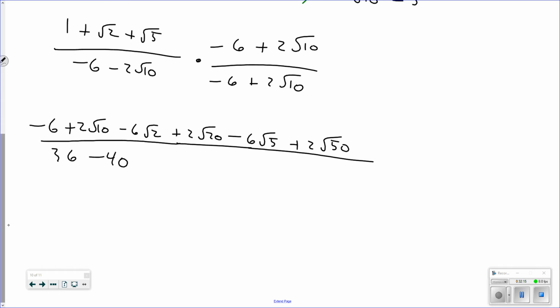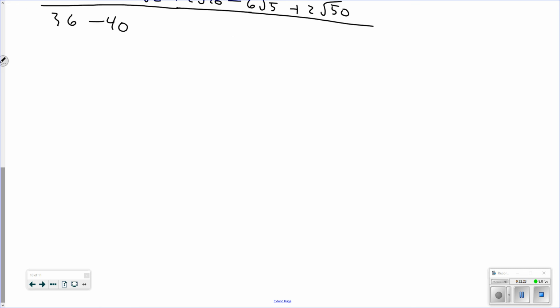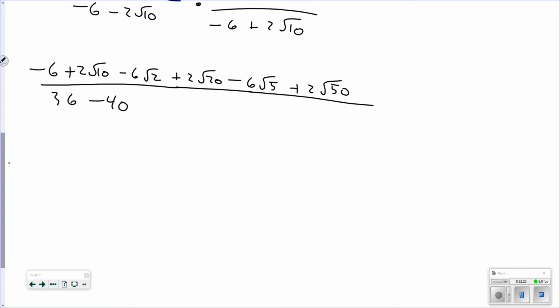Is everyone with me? Are we good? So that 2 root 50, what was it we wrote actually? So I'm going to reduce this down: negative 6 at 2 root 10 minus 6 root 2. Square root of 20 is just 2 root 5. So you get 4 root 5 minus 6 root 5.